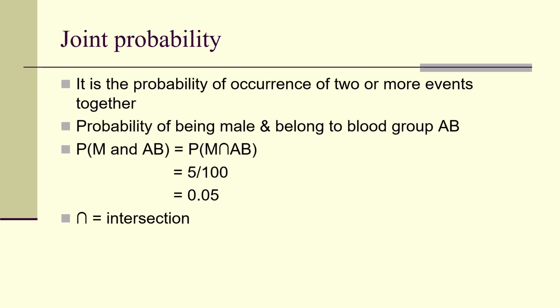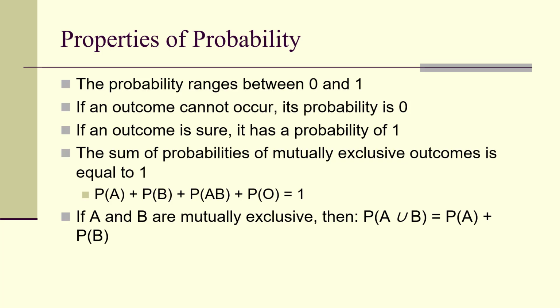Joint probability refers to the probability of occurrence of two or more events. For example, the probability of being male and belonging to blood group AB. There is an intersection of two events: being male and having AB as his blood type. Then the probability is calculated as 5 divided by 100, which is equal to 0.05.